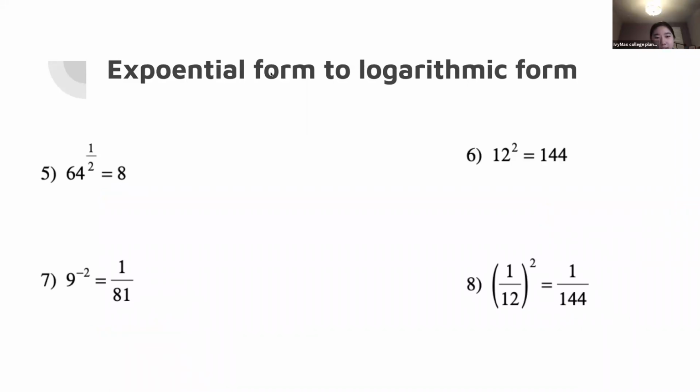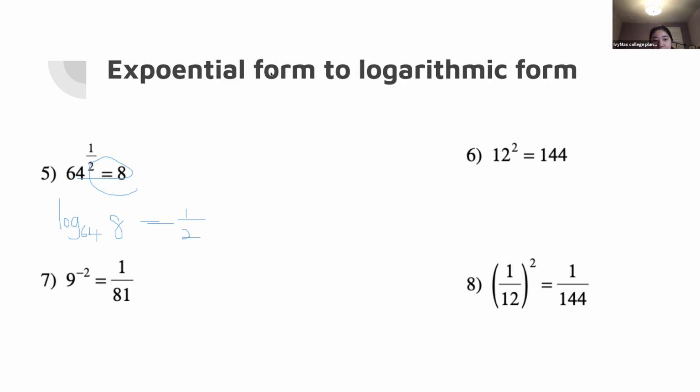So right now we're going to do exponential form to log form, which is just the switch of the previous question that we did. What I do is also the E thing. So you do log base 64 of 8 equals 1 over 2. That is how you change to log form.